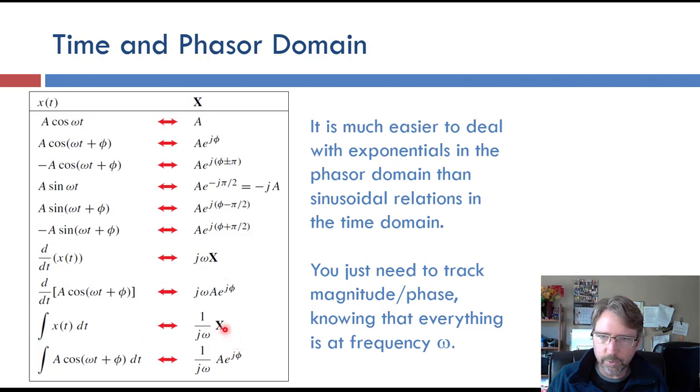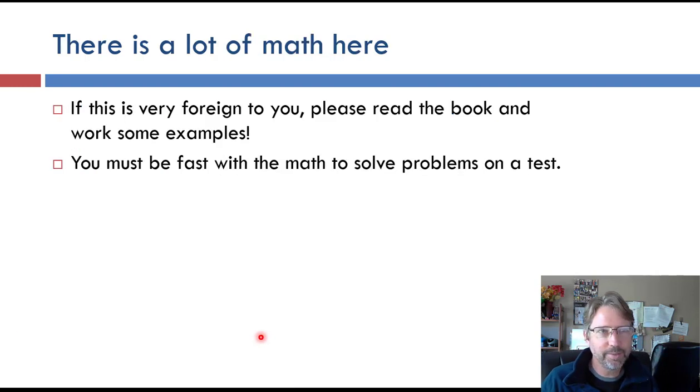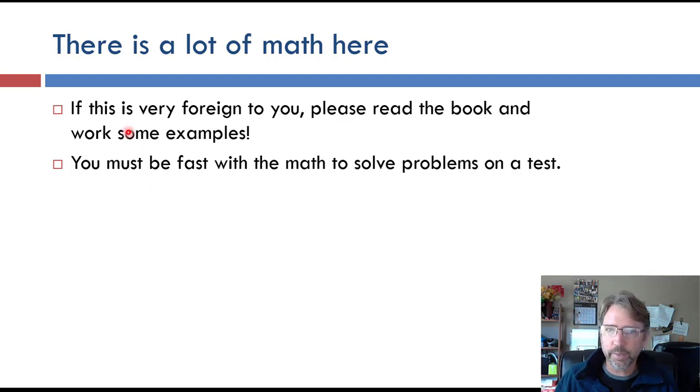Integral, 1 over j omega. So a lot of math that you've seen here, and we're going to keep going. So work some examples, get familiar with this. If you have to look up every math trick, or if you get stuck in the math and can't solve it, you can't get to the answers. So working a lot of examples and asking for help if you need it is going to be a useful thing. Don't just skip your way through this math.